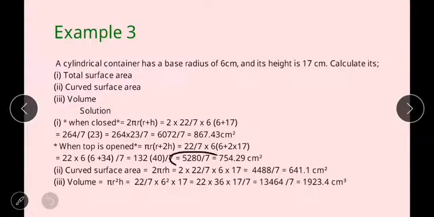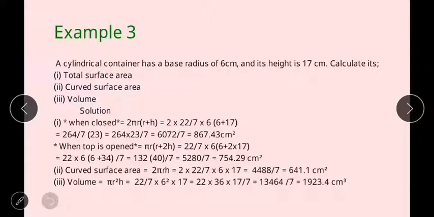I want you to simplify. Divide 5,280 by 7. What did that give you? 754.29. Good. And that is the value for when the top is opened. Okay, don't forget to put your unit. No unit, no mark.